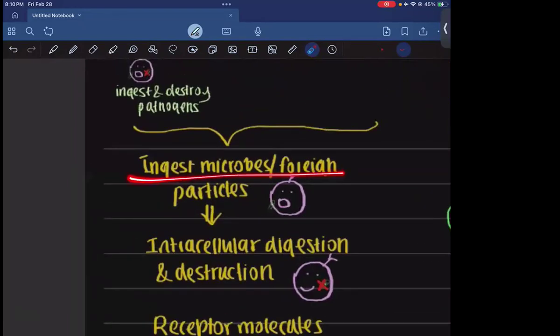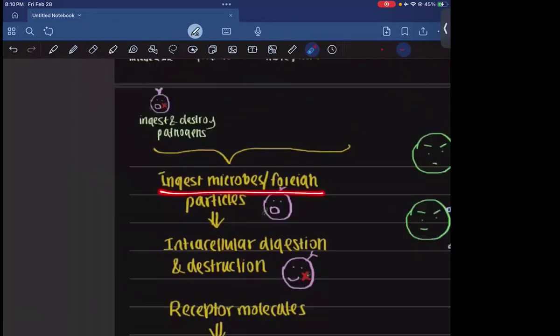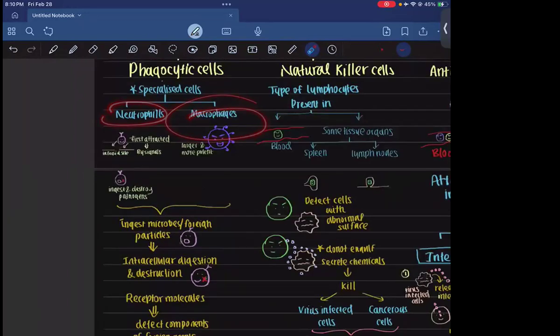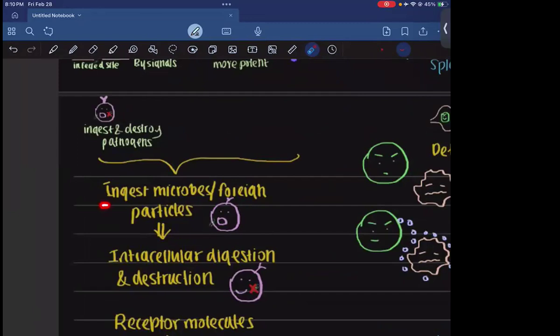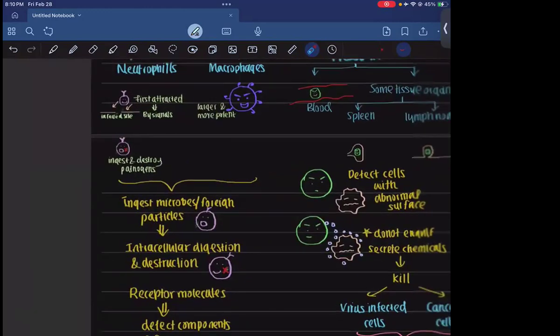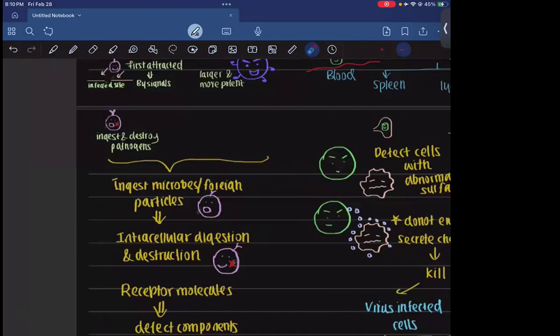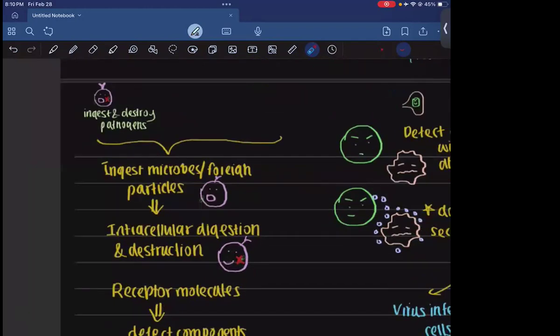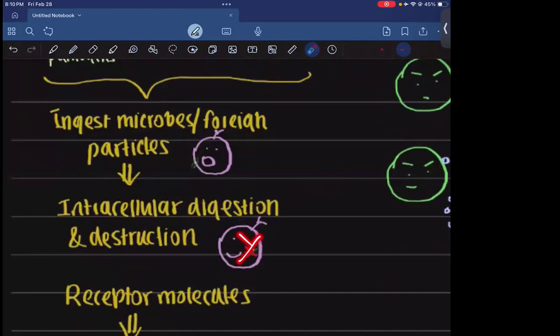So first of all, this particular neutrophil is going to ingest, not only neutrophils but also macrophages. Both of them will be ingesting the microbes, or the foreign particles. Remember, microbes and foreign particles are not the same. They will be ingesting these microbes and foreign particles, and then there will be intracellular digestion taking place. Inside the particular cell, either inside the neutrophil or inside the macrophage, intracellular digestion will take place, and after that these pathogens or microorganisms will be destroyed within the body.